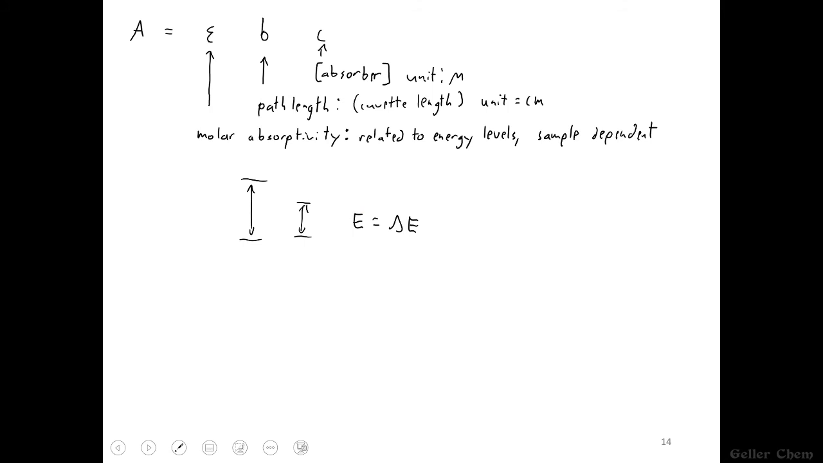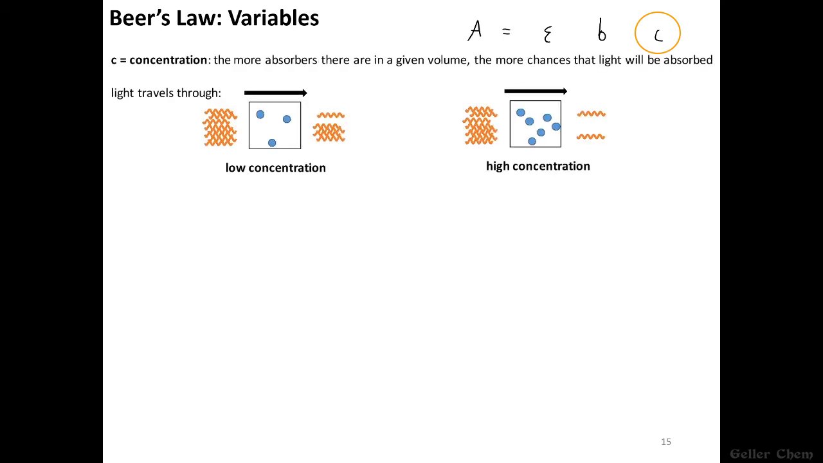Hopefully this concept will make more sense as we get deeper into this topic, but for now I will direct your attention to the idea that absorbance varies linearly with all three of these terms. And so if we double any one of these, we double absorbance. Triple one, triple absorbance. So let's end with a visual designed to show why absorbance would vary in such a manner. First up, let's address concentration. The more absorbers there are in a given volume, the more chances that light will be absorbed.